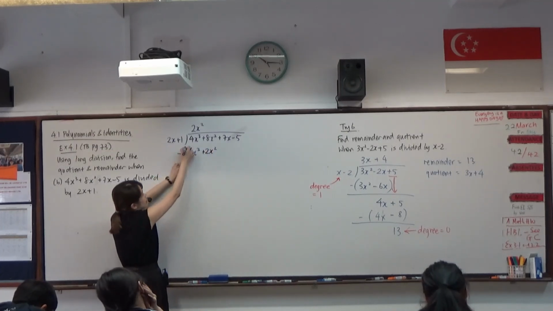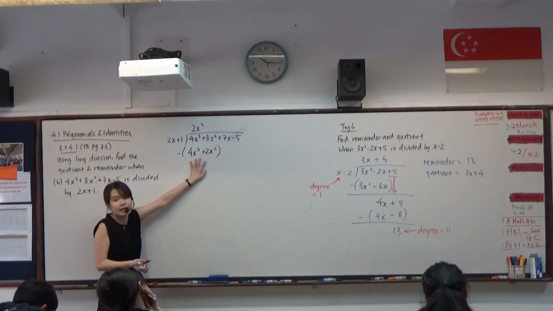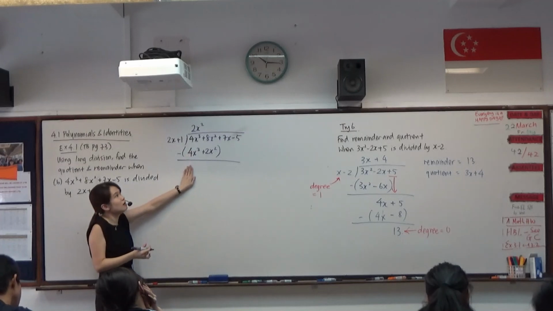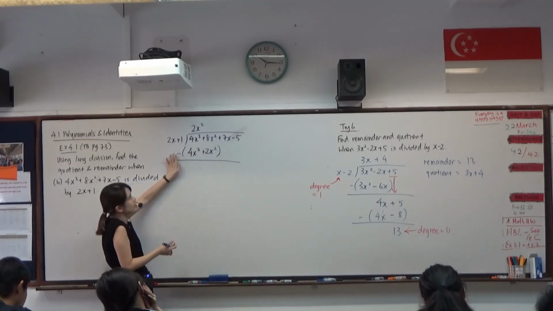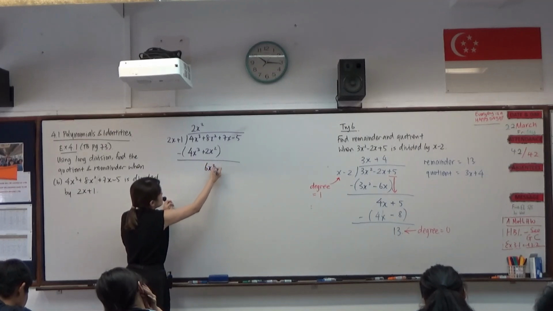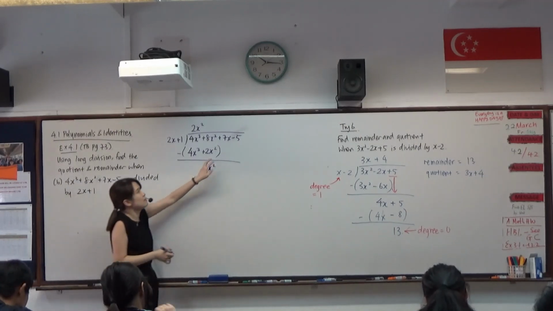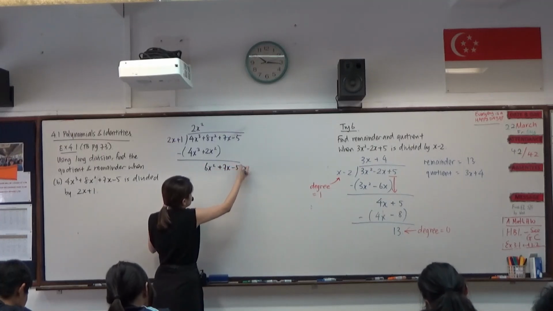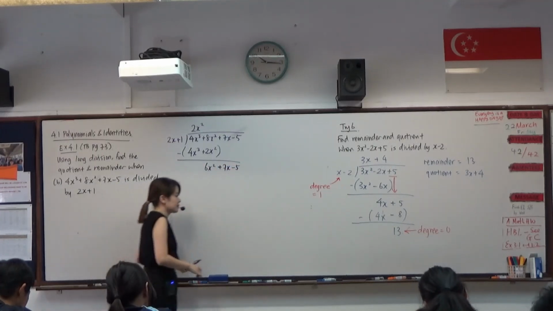Okay? Not forgetting we're trying to subtract the entire expression over here. So 4x cubed is no more. Then 8x squared minus away 2x squared, that will leave us with 6x squared. Okay? Then we bring down 7x and minus 5.